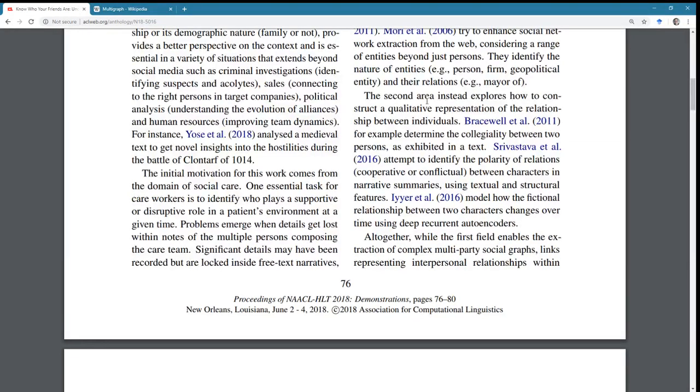The second area instead explores how to construct a qualitative representation of the relationship between individuals. Bracewell et al. 2011, for example, determines the collegiality between persons as exhibited in a text. So, like, do they like each other? Do they work together well? Srivastava et al. 2016 attempt to identify the polarity of relationships, cooperative or conflictual, containing conflict, between characters in narrative summaries using textual and structural features. Okay, interesting. Iyyer et al. 2016 model how the fictional relationship between two characters changes over time using deep recurrent autoencoders. I guess that's a thing you could use for that.